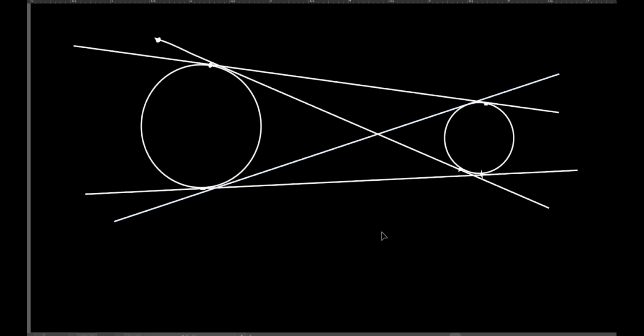So how many tangents can you draw to two circles? Four of them, right. So there's four. Is there any other way that I could draw a straight line that hits both of the circles at just one point? No, there's no other way.